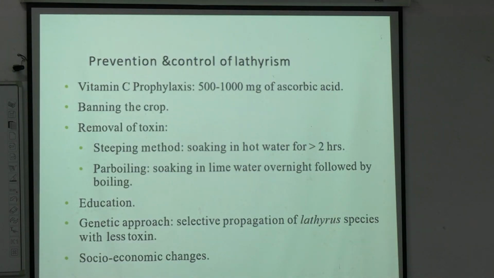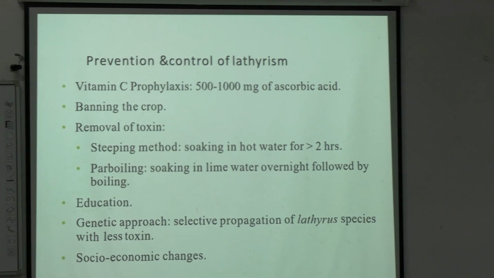So what is the prevention of this? First is vitamin C prophylaxis, 50 to 1000 milligrams of ascorbic acid. Banning the crop, which has been done, but still there are some places where it is not done. Removal of toxin by the steeping method: soaking in water for over 2 hours or parboiling, soaking in lime water overnight followed by boiling.